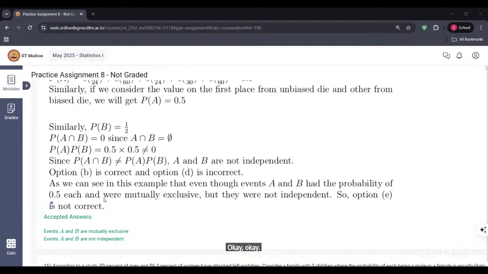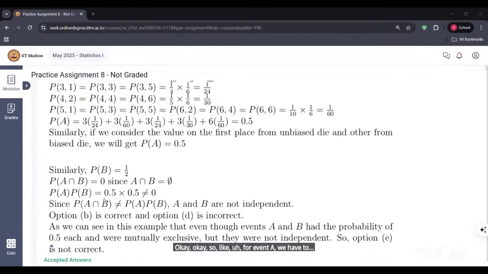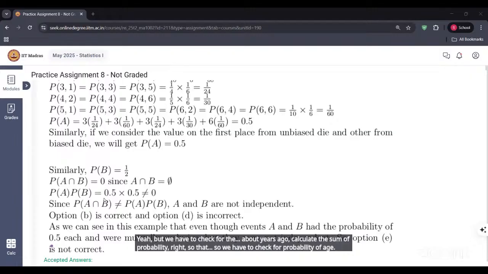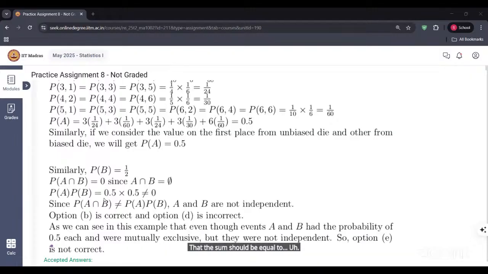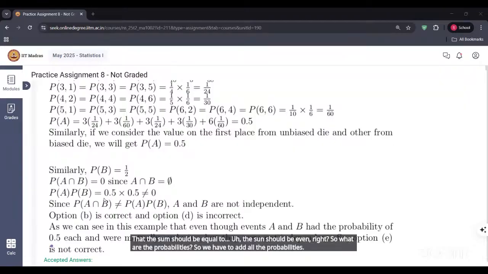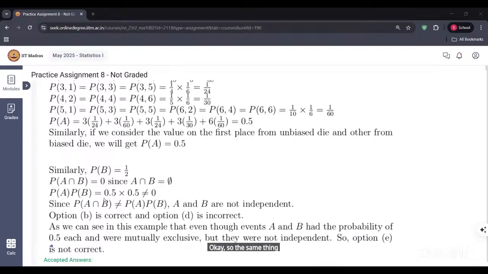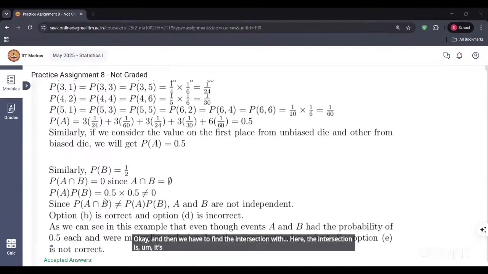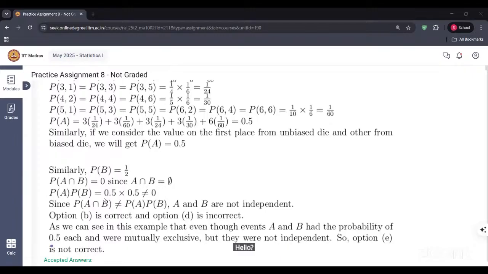Okay. So for events A and B, we have to check the independence between them. For all the outcomes we have to apply the multiplication rule for independent events, and we have to calculate the sum of probabilities, right? So we have to check the probability of A. What is the probability of A? The sum should be even, right? So we have to add all the probabilities. The same thing we have to do for event B as well. And then we have to find the intersection. Here the intersection is disjoint, so even if we multiply and get a value, it won't be independent, correct?